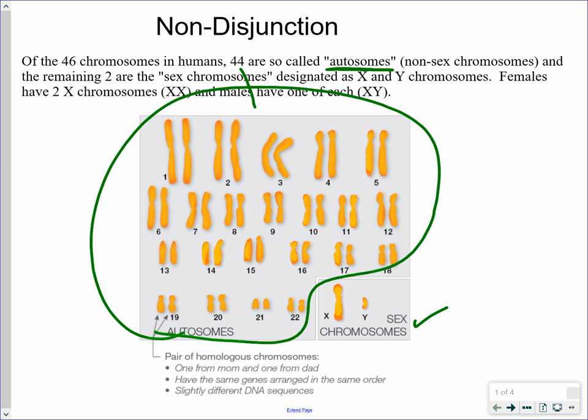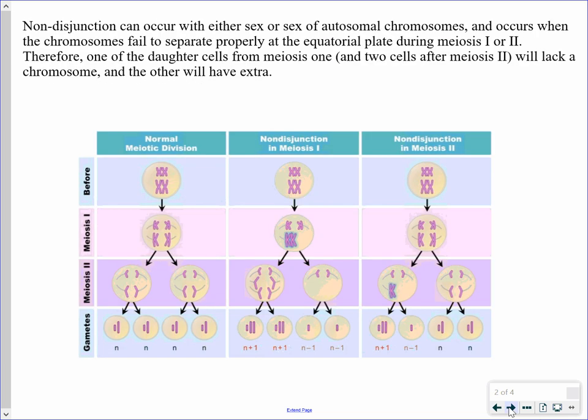So with non-disjunction, we are talking about what is taking place during cell division. It can be during either meiosis, which I'm going to focus on, or mitosis, but most of the time we are dealing with non-disjunction as it does relate to the process of meiosis.